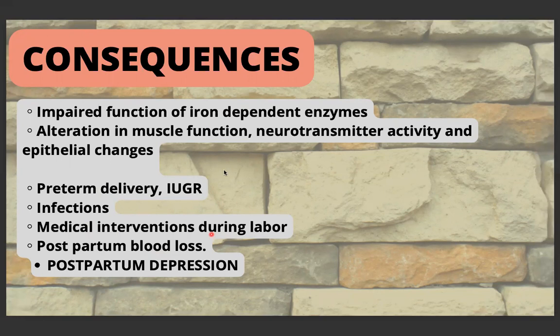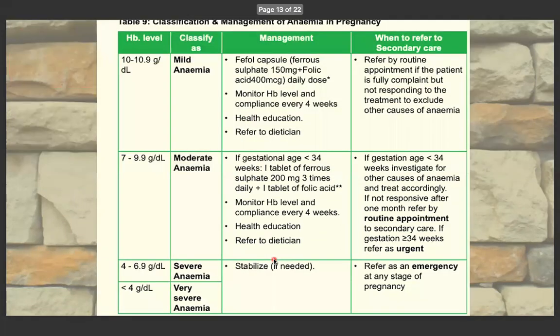So it's very important to treat anemia in pregnancy to avoid all these consequences, such as preterm delivery, IUGR, infection, postpartum hemorrhage, and postpartum depression. This is from the manual Antenatal Care, Ministry of Health, Oman.